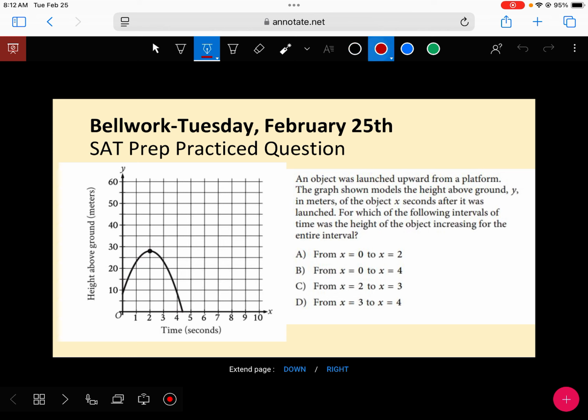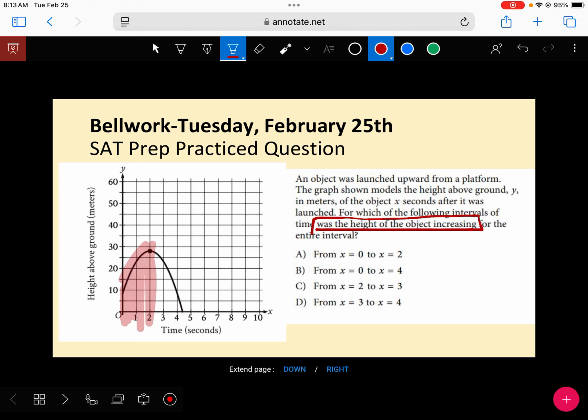So when was the object going up? Increasing means it went up. So if you all look at the screen, you see my red dot. Notice that it's just going up or down right now? It's going up. And then when did it stop going up? Right here. So it's only going up from here to here.